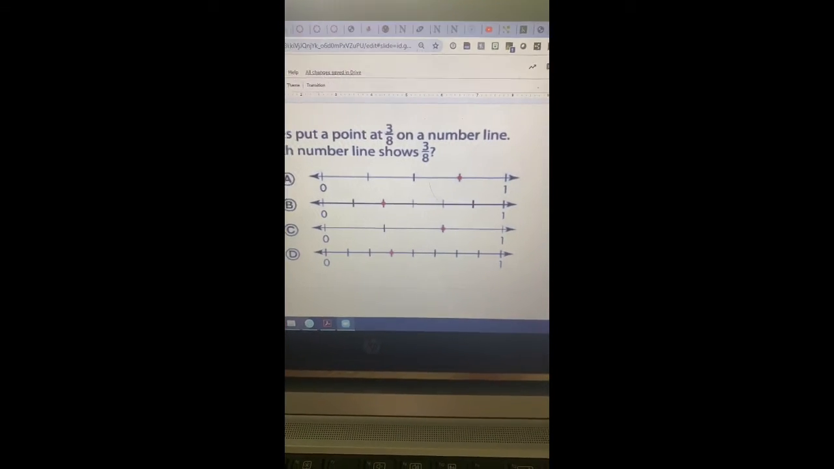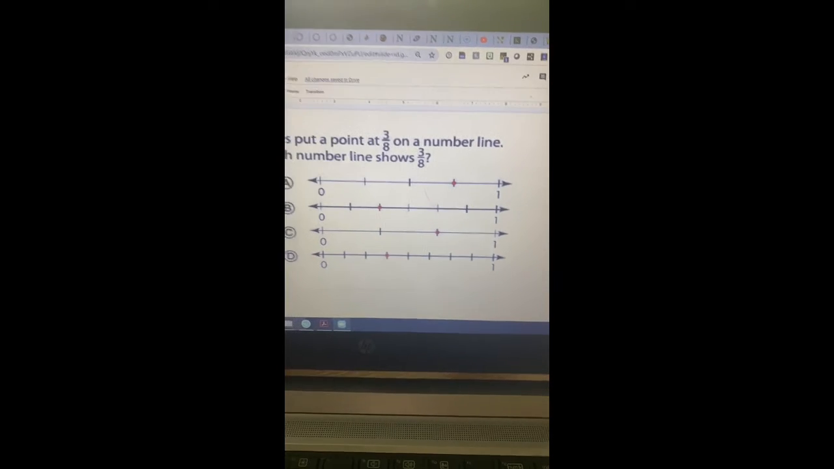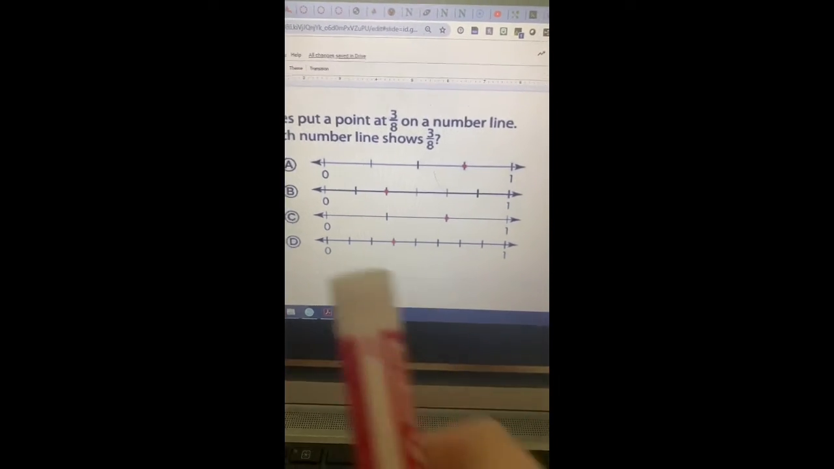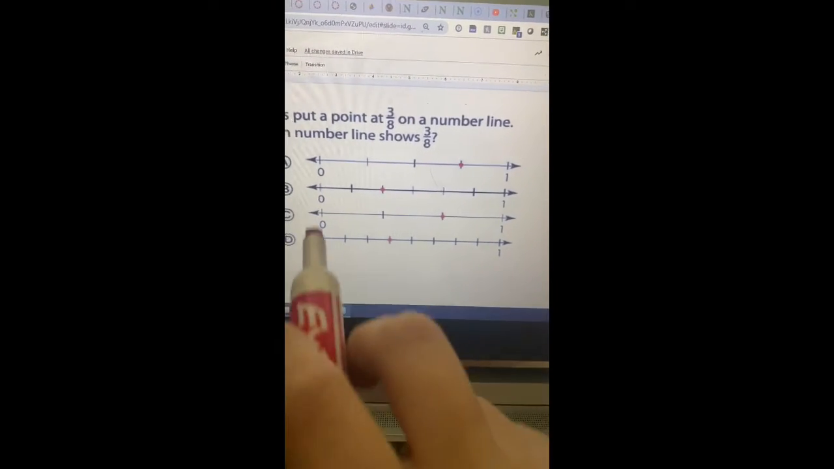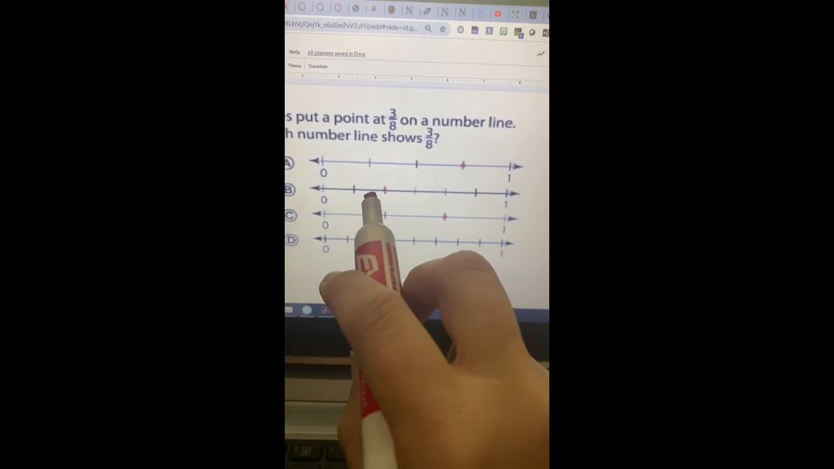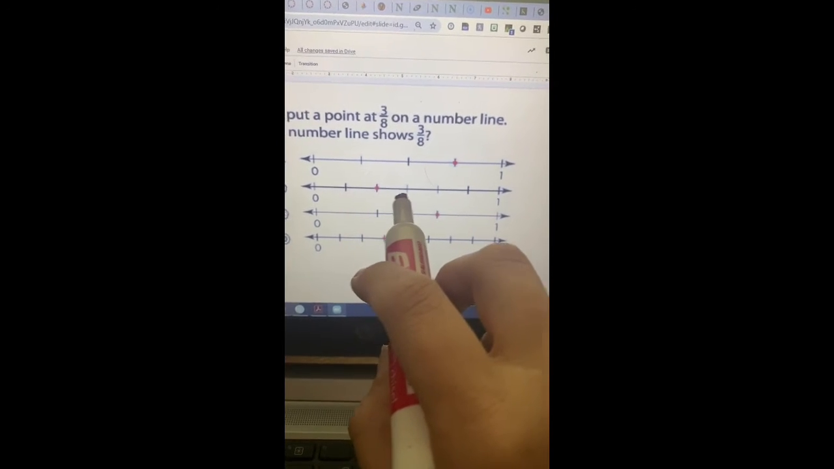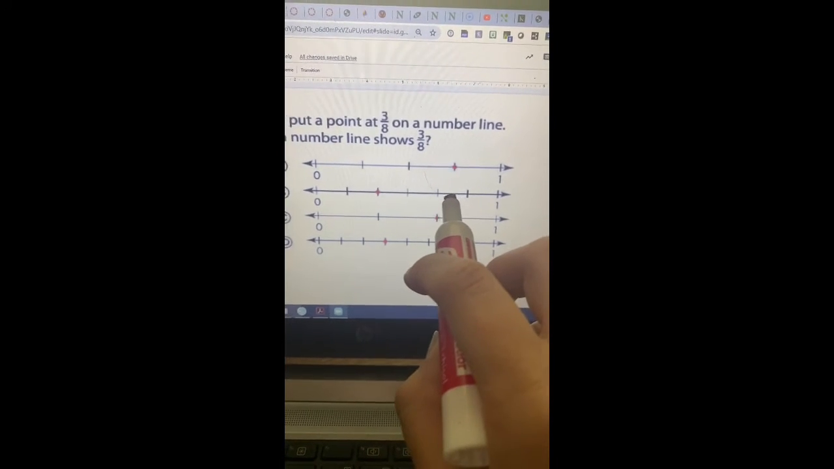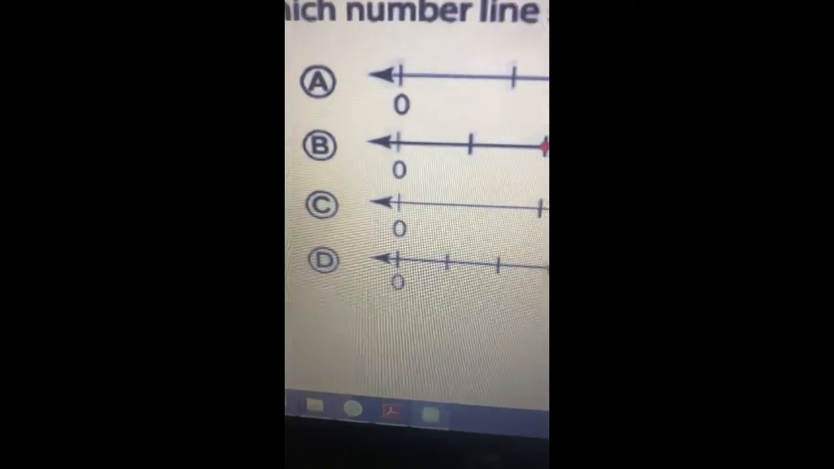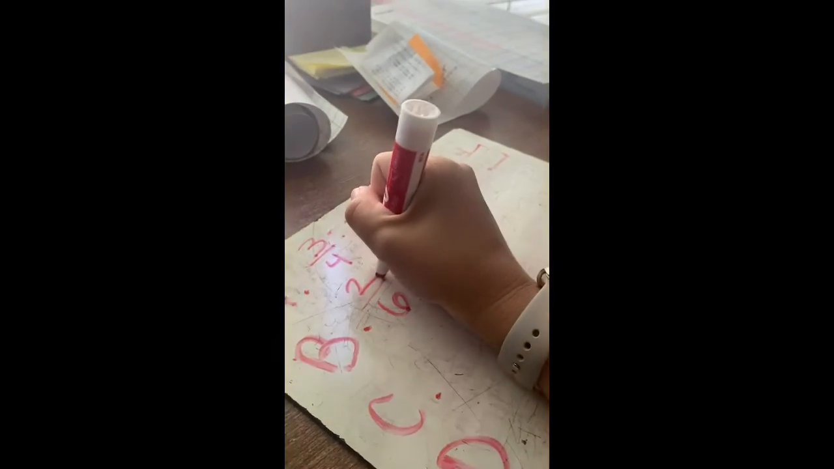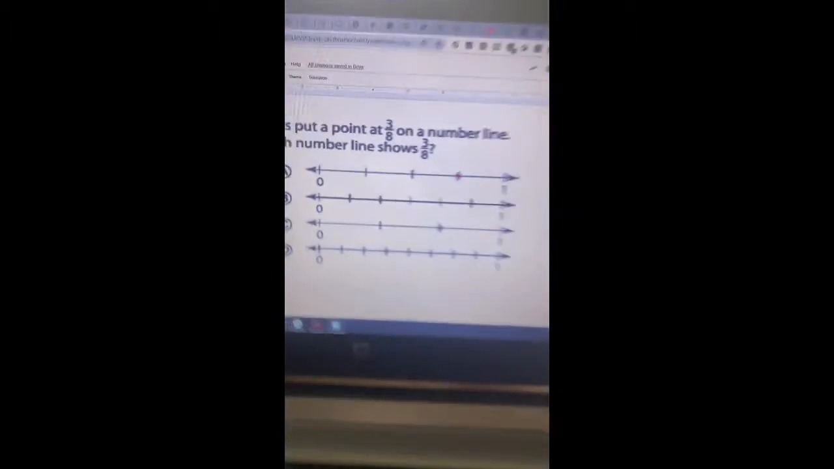Looking at B now. All right, B, C, and D will be what we do the same thing for. So between my whole 0 and 1, I need to count the spaces. So I've got 1, 2, 3, 4, 5, 6 spaces. So B is broken up into 6. And if I were able to write on this, underneath here, I'd write 0/6, 1/6, 2/6. Ooh, that point is at 2/6. All right, I'm gonna write that down there.